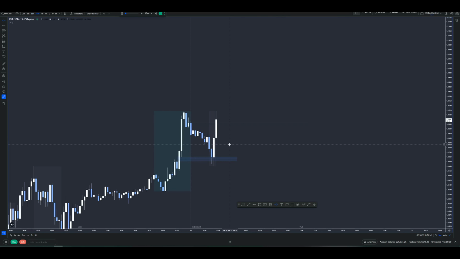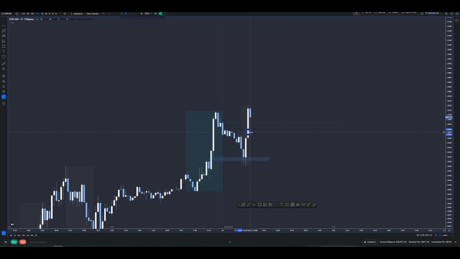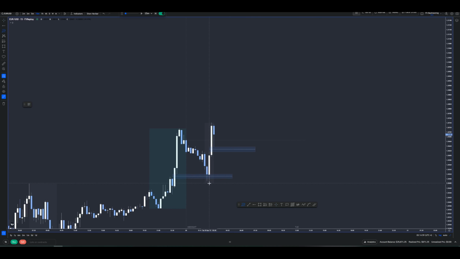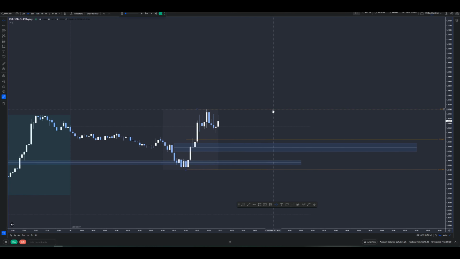Going on the 15 minute, let's see what happens. We created a value gap right there. I think it is at equilibrium or something like that. No, it's just still in premium, okay. But we do have an inversion value gap right there. And of course this value gap, it's more nice. So let's see what price will do. And this one I don't know.